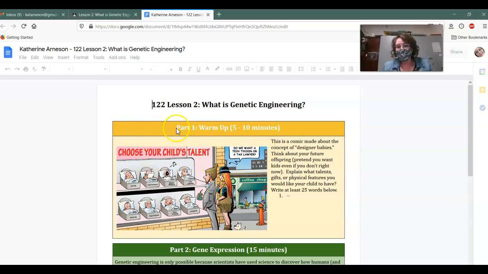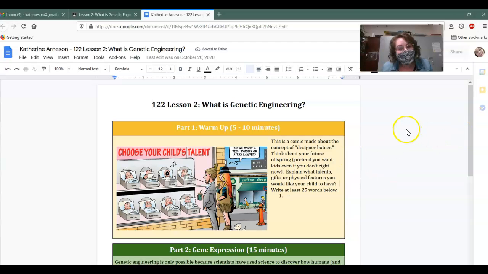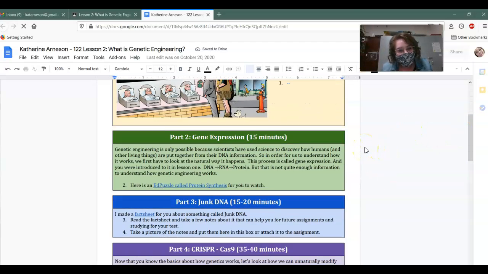So here's a little comic about genetic engineering, and you just have to answer this question. And so go ahead and do that. I'm not going to read all the directions for that part.